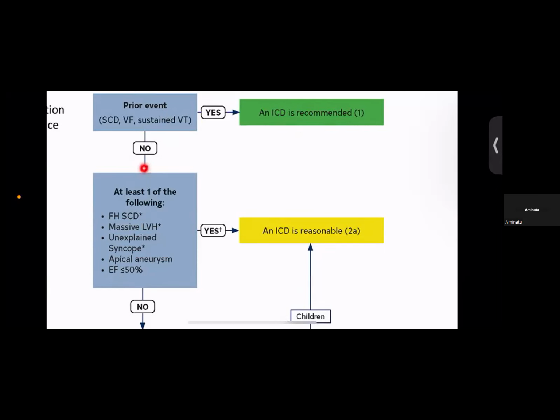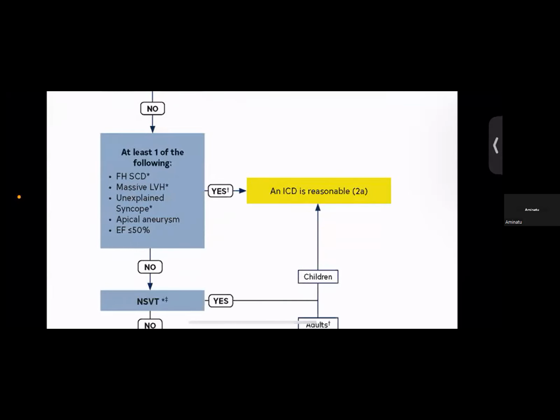However, if the patient does not have any and has at least one of the following: family history of sudden cardiac death, massive left ventricular hypertrophy, unexplained syncope, apical aneurysm, EF less than 50. So the previous risk factors that we mentioned earlier. If the patient has at least one of the following, then ICD is reasonable. So it's a class 2 recommendation.